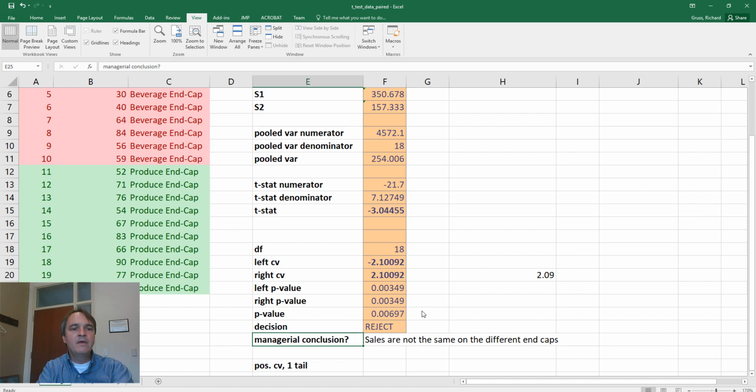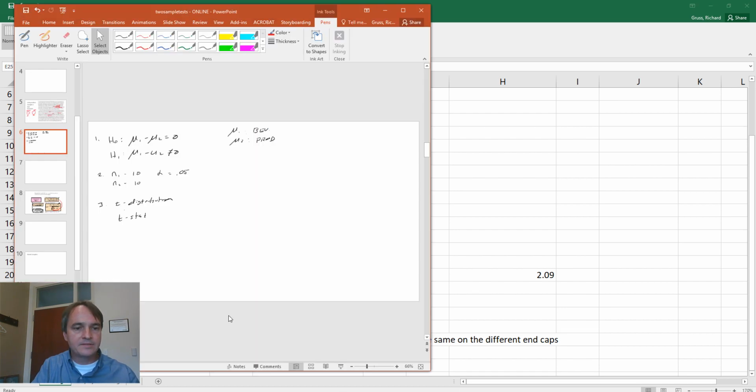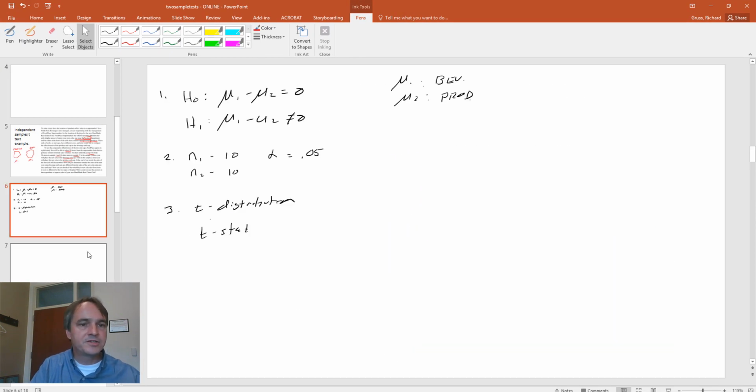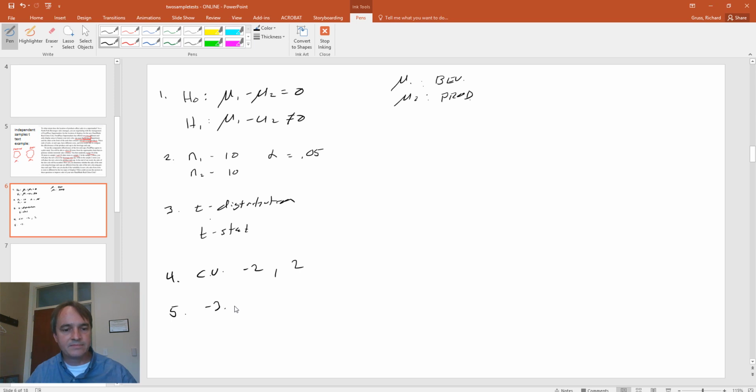Okay, so that is the piecewise implementation of this formula here. Okay, so just to finish up this hypothesis test, we found that the critical values were going to be like -2 point something and +2 point something, and we calculated the test statistic as being -3 point something, and our conclusion was to reject, and so the managerial conclusion was the end cap.